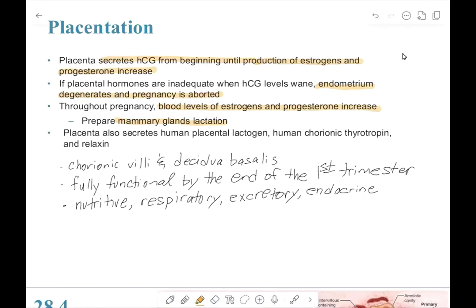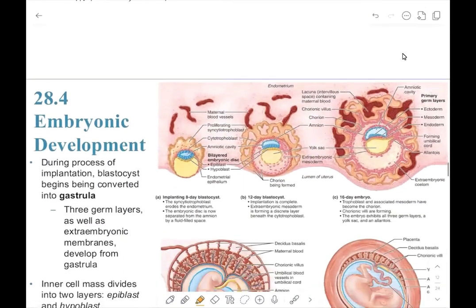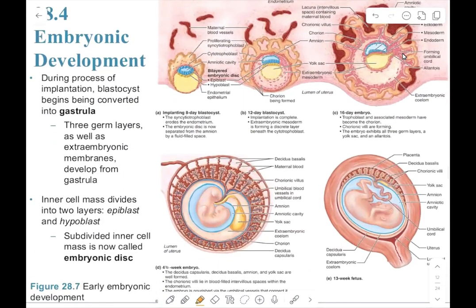So the placenta also secretes HPL, which is human placental lactogen, human chorionic thyrotropin, and a hormone called relaxin, which is going to be for birth, to help relax the pubic symphysis to open up the birth canal.